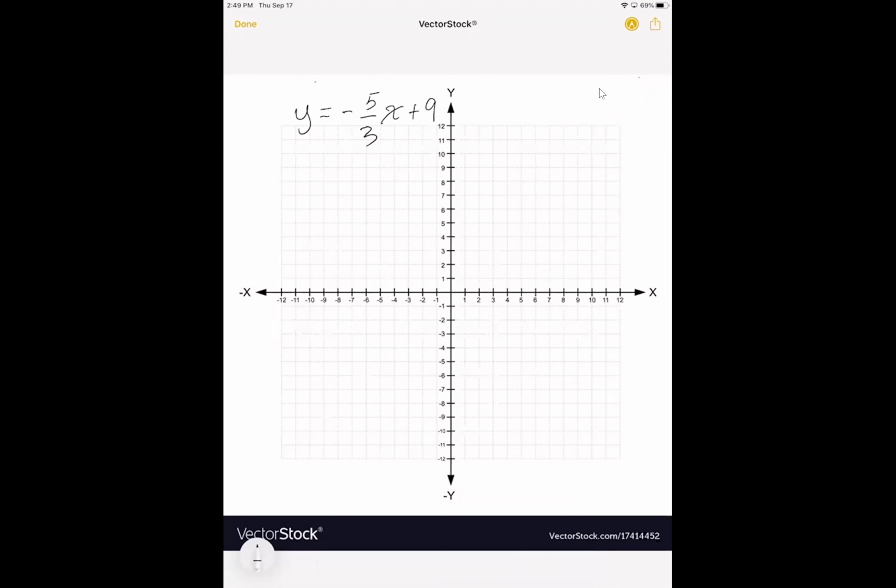So is my y by itself? That's the first thing you need to ask yourself. Is your y by itself? In this case, check. Your y is by itself. Okay? So life is good.